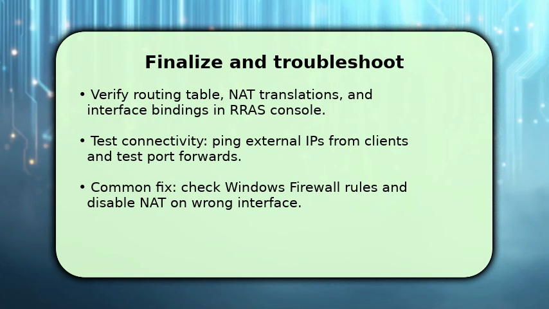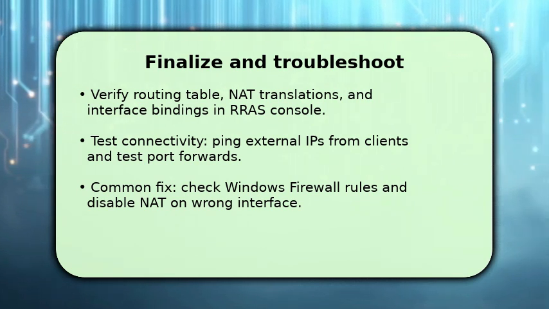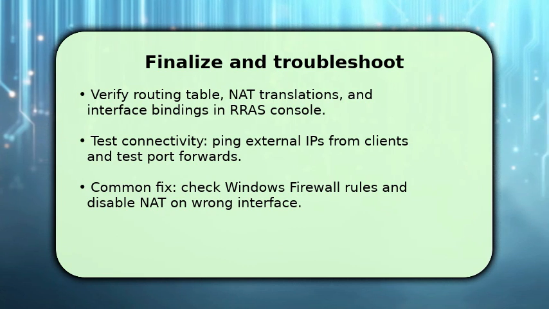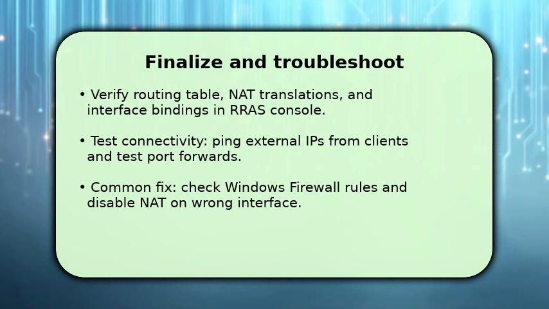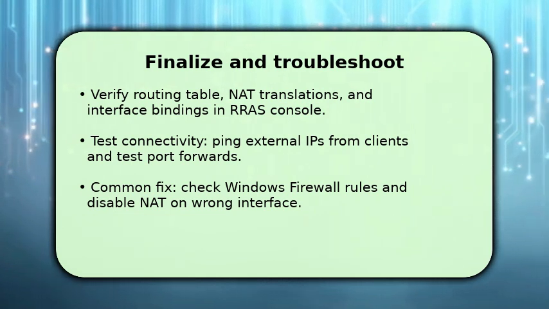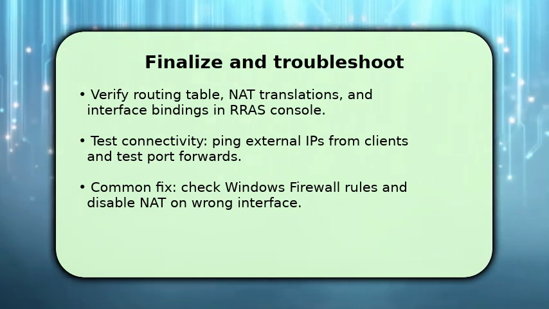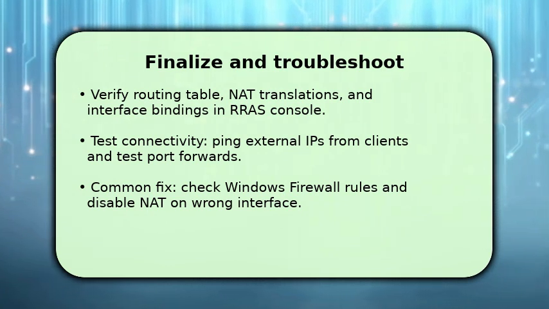If clients can't reach external networks, make sure Windows firewall rules are permitting forwarded traffic and that NAT was not accidentally enabled on the LAN interface. A quick fix is toggling NAT off and back on for the correct external adapter.